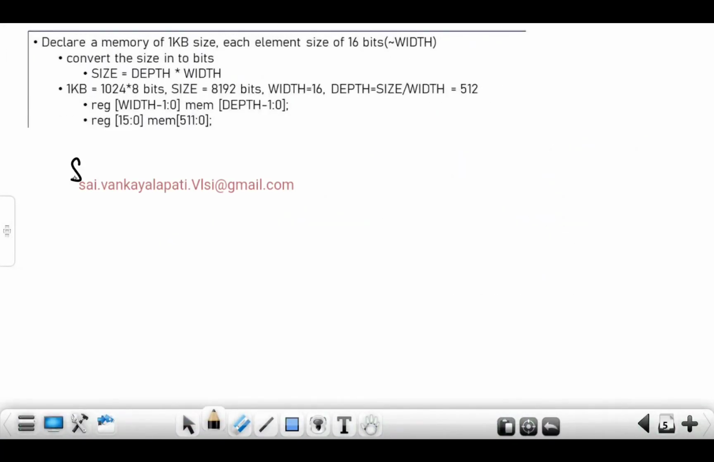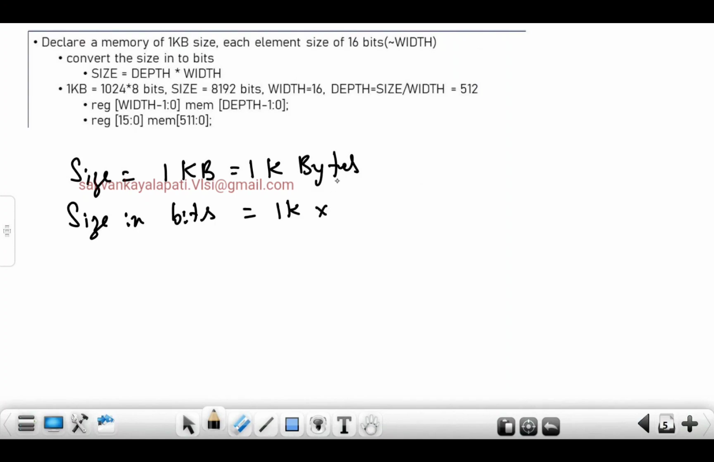Now what is the size he has given? Size is equal to 1 KB, means 1 kilobyte. What is the size in bits? Size in bits is 1K into 1 byte, which is 8 bits. 1K is nothing but 1024 into 8. What is 1024 into 8? It is 8192 bits. Correct? 8192 bits. This is the size in bits.